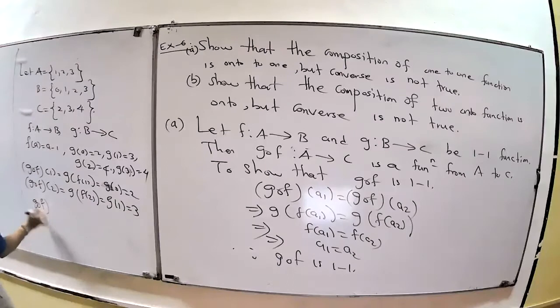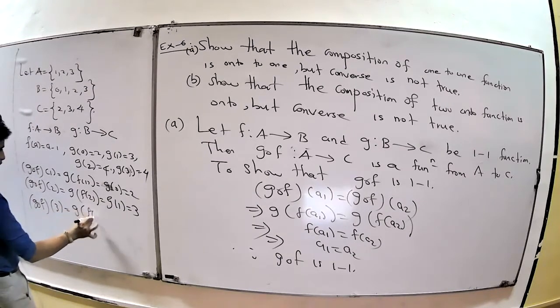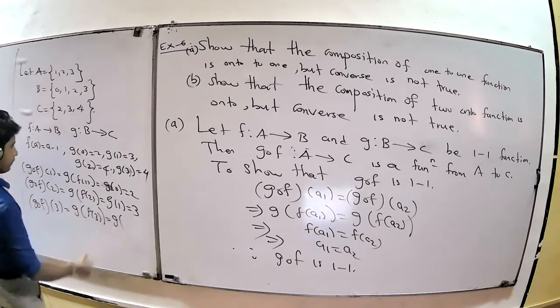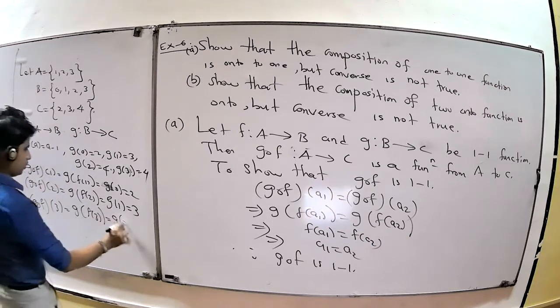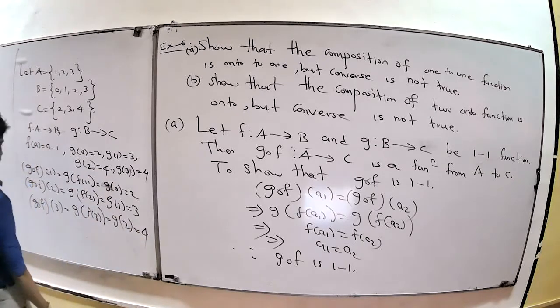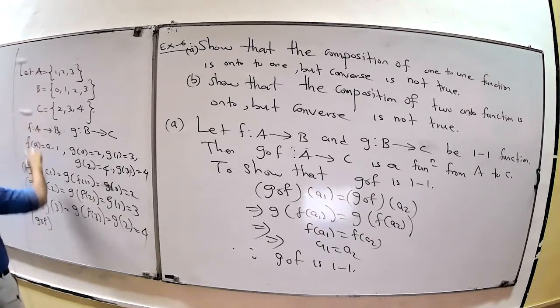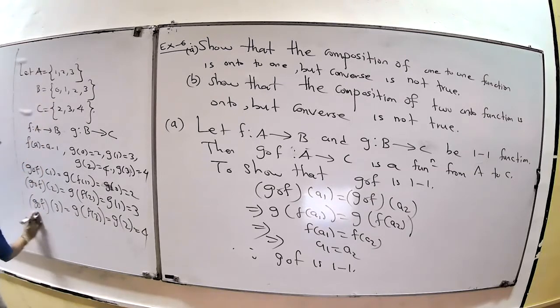Similarly, g composition f of 3 equals g of f of 3. f of 3 means 3 minus 1, which is 2. Therefore g of 2 equals 4. Now for g composition f, you can take only 1, 2, 3; there is no 4.